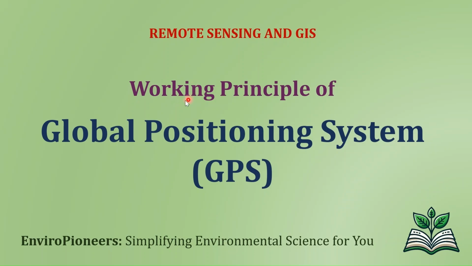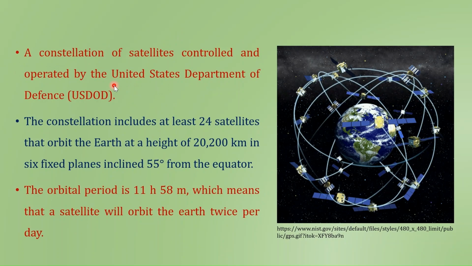In this video, we will learn about the working principle of the global positioning system, mainly focusing on the GPS signal and the trilateration method. As discussed till now, the GPS is a constellation of satellites controlled and operated by the United States Department of Defense.